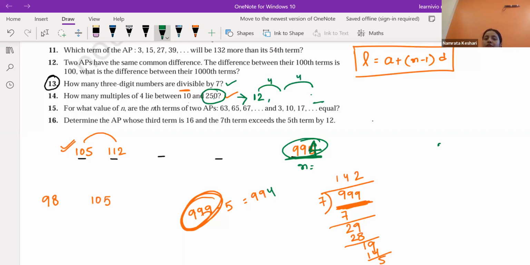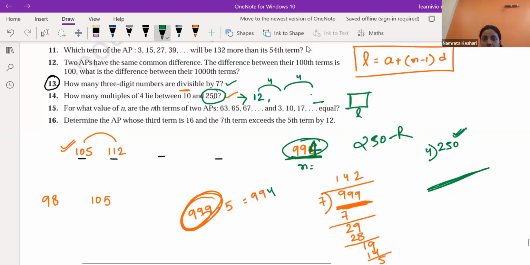250, you can divide by 4 just to check what is the number nearest to 250 and completely divisible by 4. Whatever remainder you get over here, you will subtract that remainder from 250, and you will get the last term of this AP.